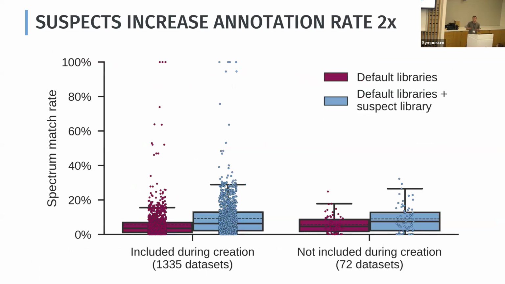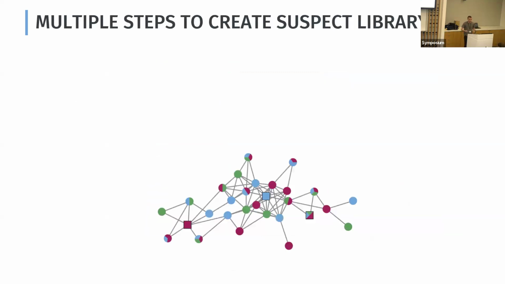And so if we use the suspect library, in addition to all of the GNPS community spectral libraries for annotation using library searching, we do get, on average, a 2-fold increase in the spectra that we're now able to interpret. And we first did this for the 1,300 data sets that were included during compilation of the suspect library, and we got this nice increase. But then in the meantime, there were also 72 additional data sets that were deposited to GNPS that we used as an independent test set. And again, we saw this very nice 2-fold increase of the spectrum annotation rate, really confirming the benefits of the suspect library. So that's what we've done previously.